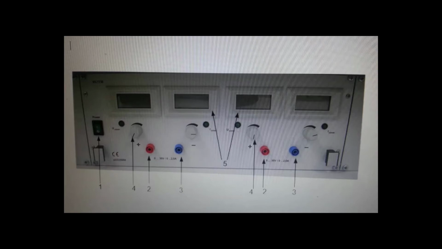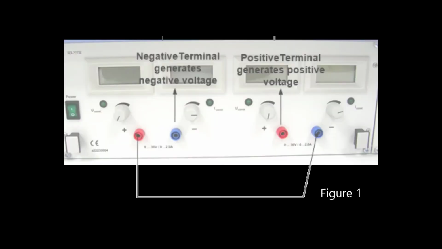This power supply can generate negative power supply by connecting the positive terminal of channel 1 to the negative terminal of channel 2. The negative terminal of channel 1 is then the negative output, and the positive terminal of channel 2 is the positive output. Figure 1 shows the terminal connections on how to get the negative power supply.